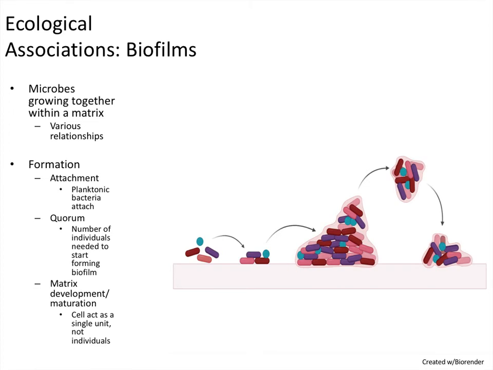It's primarily made of things like polysaccharides. There are going to be proteins in there. There might be some DNA and nucleotides floating around as well. And these associations allow microbes to basically behave as one unit instead of just as individual cells. So the way biofilms form is that you have individual cells. These are called planktonic bacteria because they're acting as plankton. They're just floating around.